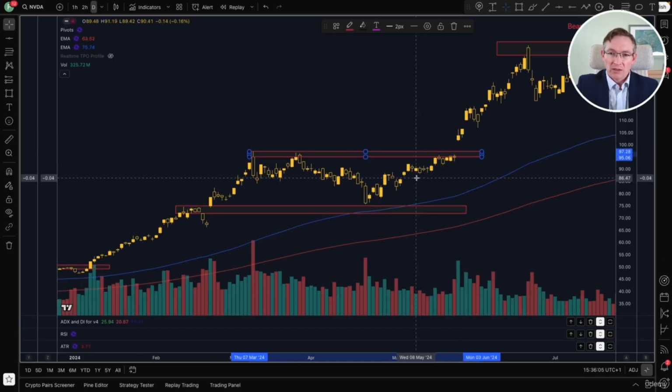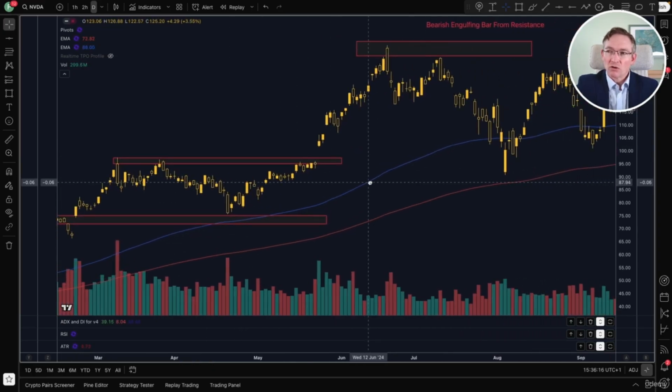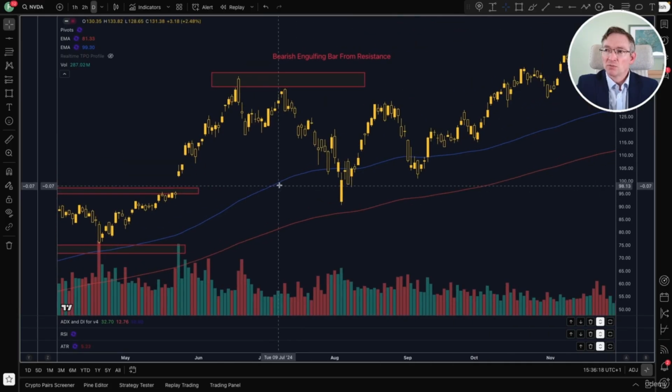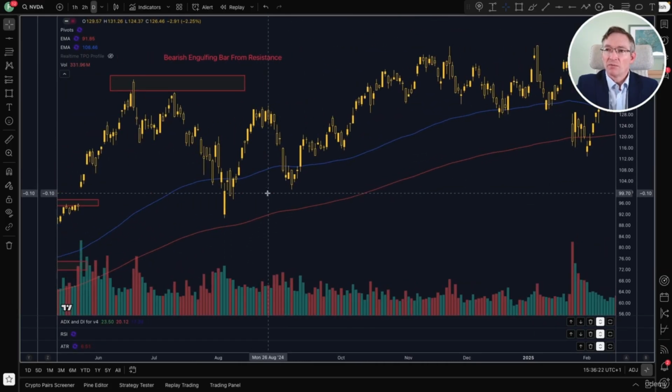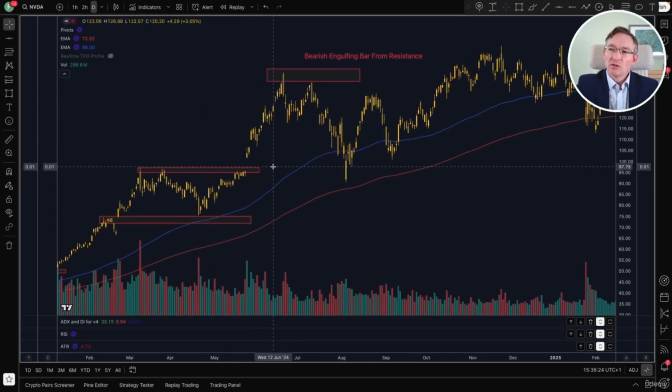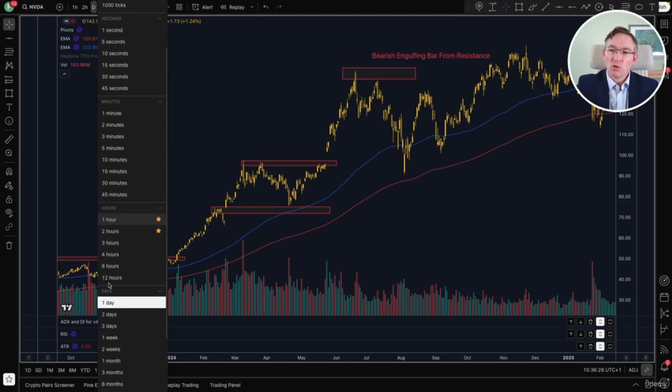So key things to be aware of: treat support and resistance levels as zones, not lines. Strong support and resistance levels are often confirmed by multiple touches. Okay, so when you see multiple touches, that's confirmation. Also, note that the higher the time frame, the more important the level.